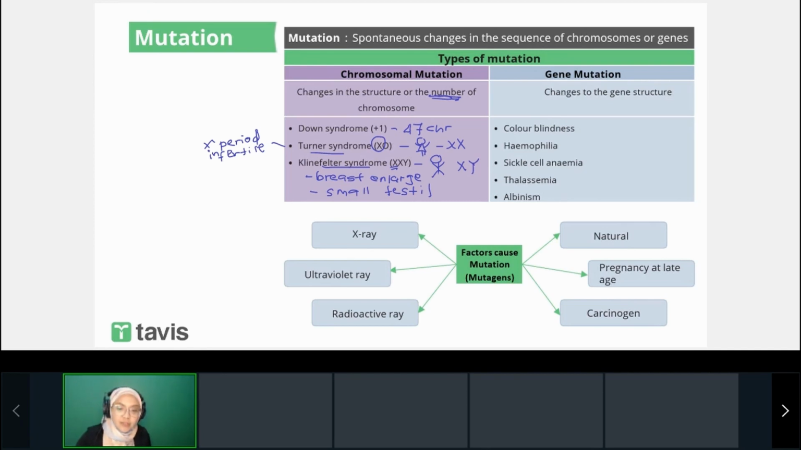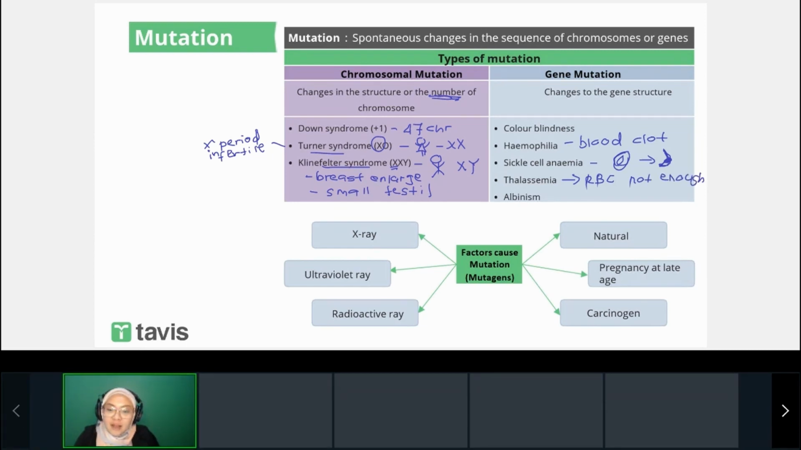Color blindness is a situation where someone cannot differentiate between red and green. Hemophilia is a situation where someone has a problem with the blood clotting factor. Let's say they have an open wound, the blood cannot stop. So it is called hemophilia. In sickle cell anemia, a normal red blood cell is supposedly in this kind of shape, but it becomes a sickle shape. So not enough oxygen can be carried by the red blood cell. Thalassemia is a problem where not enough red blood cells are produced.